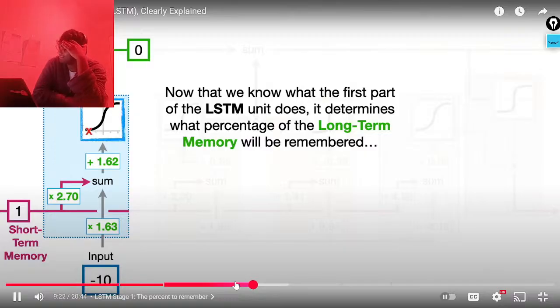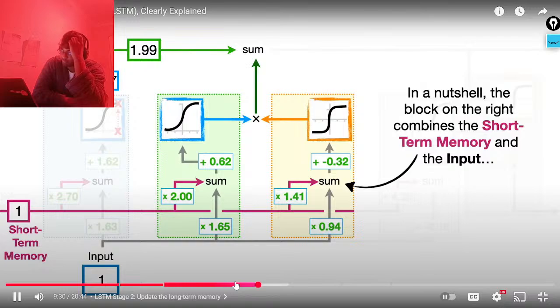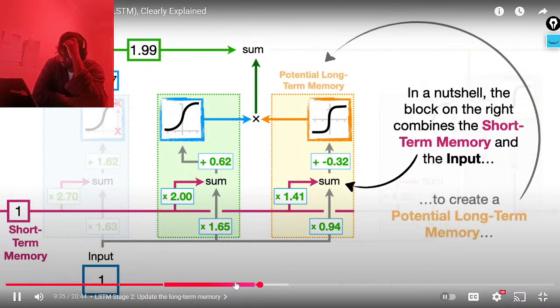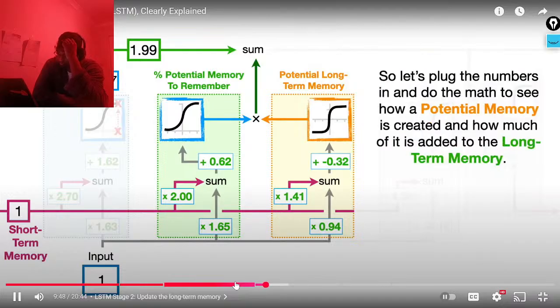the long-term memory will be remembered, let's go back to when the input was 1 and talk about what the second stage does. In a nutshell, the block on the right combines the short-term memory and the input to create a potential long-term memory, and the block on the left determines what percentage of that potential memory to add to the long-term memory. So let's plug the numbers in and do the math to see how a potential memory is created and how much of it is added to the long-term memory.